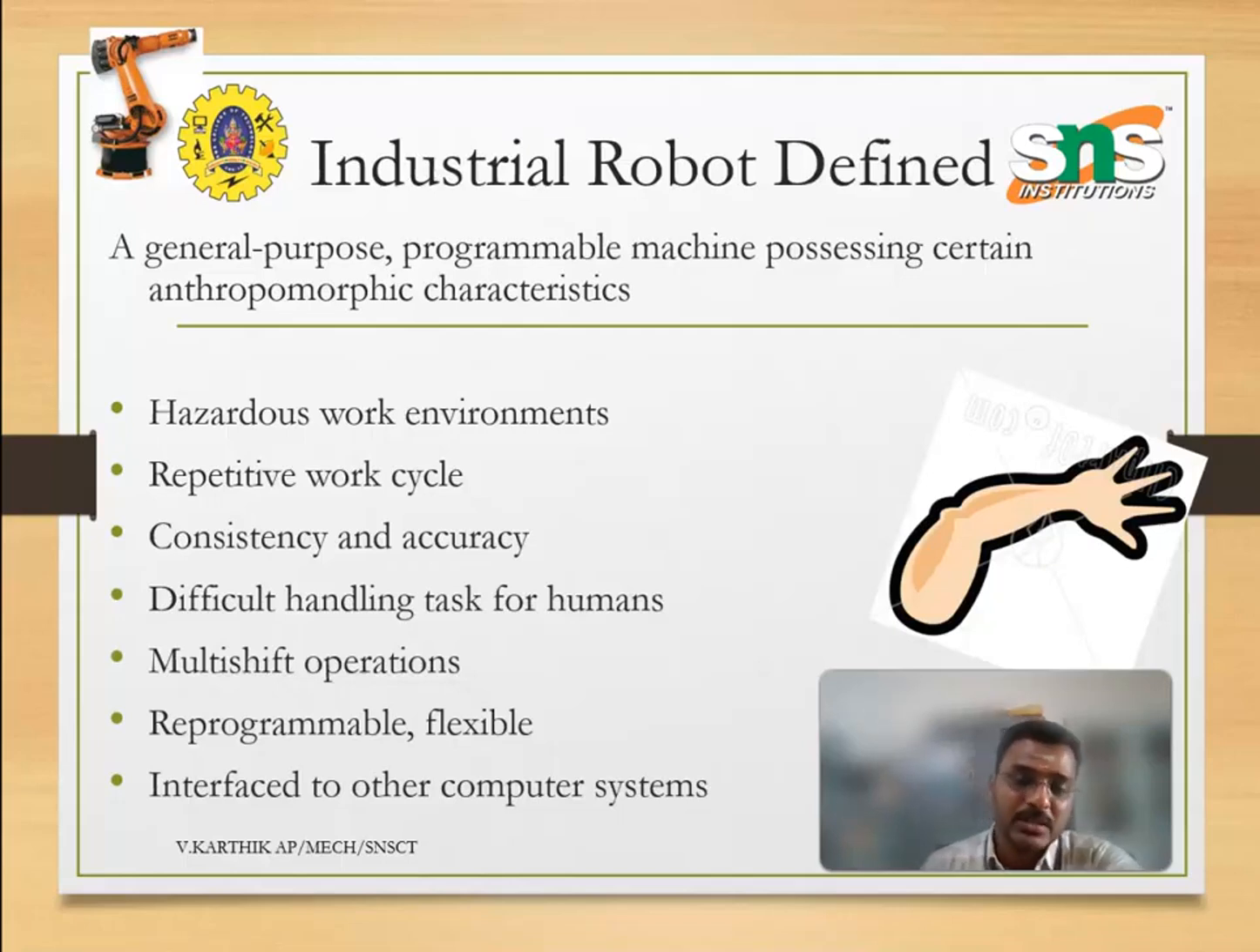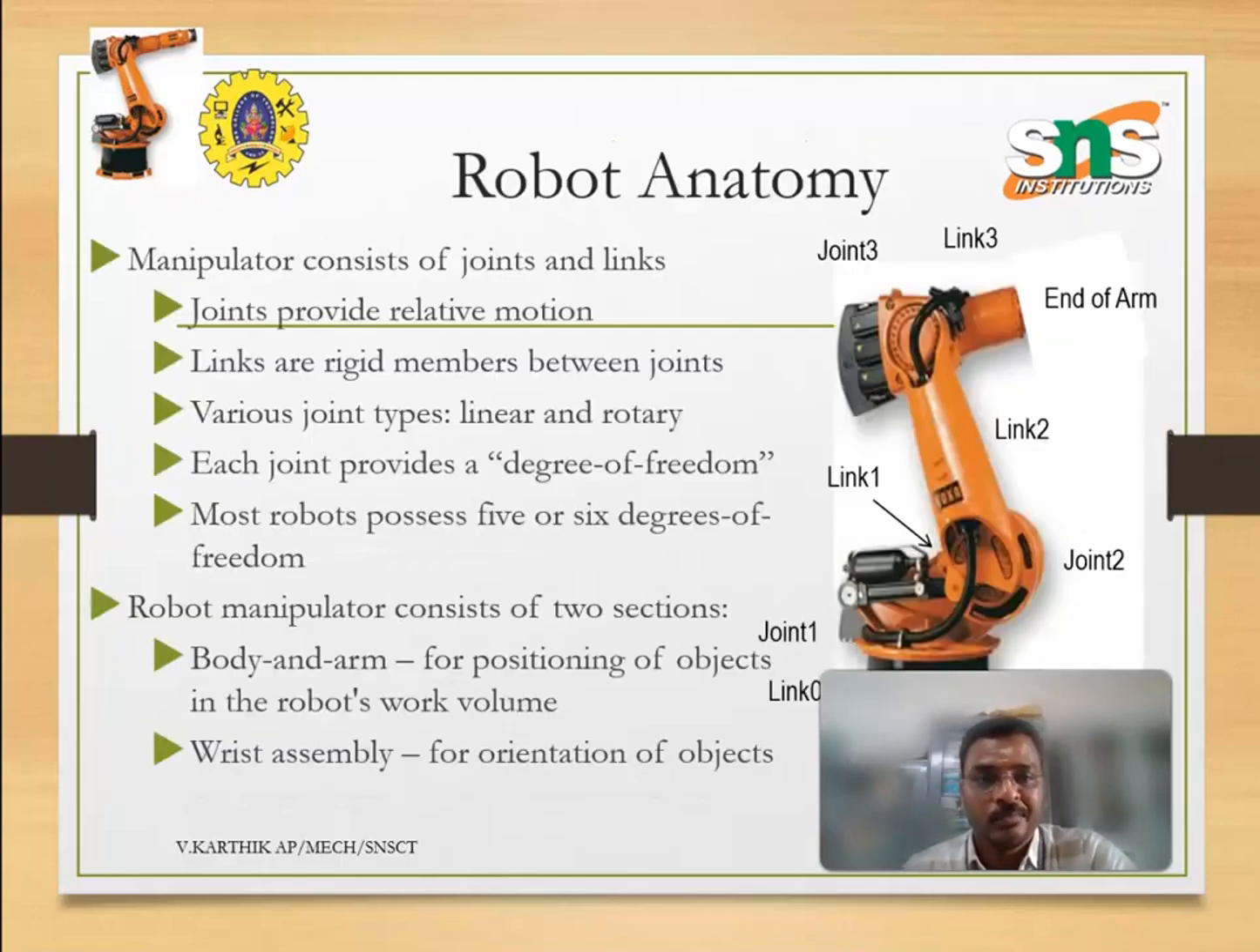Nowadays we are applying FMS and the IIoT concept in almost all industries, so that multiple operations can be done at a time. In that case we use the industrial robot. Reprogrammable and flexible, as I discussed in the flexible manufacturing system, the industrial robot is one of the main concepts, where we can reprogram as the application requires in the manufacturing unit. Interface it to other computer systems. Easily we can interconnect many systems to monitor the work done.